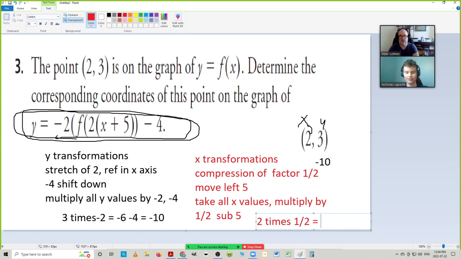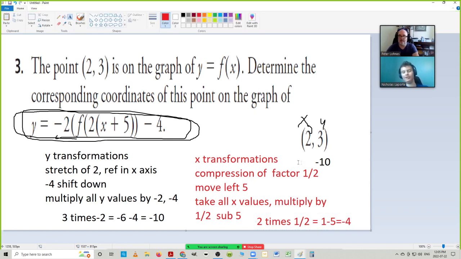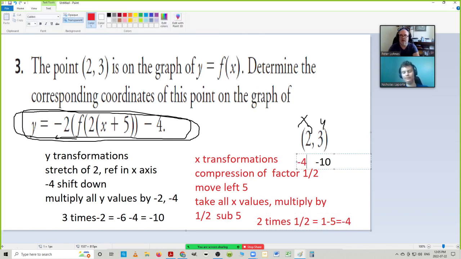2 divided by 2. It's 1. And then I subtract 5. 1 minus 5 is minus 4. So our new coordinate is minus 4, comma, minus 10. Always go x, comma, y.